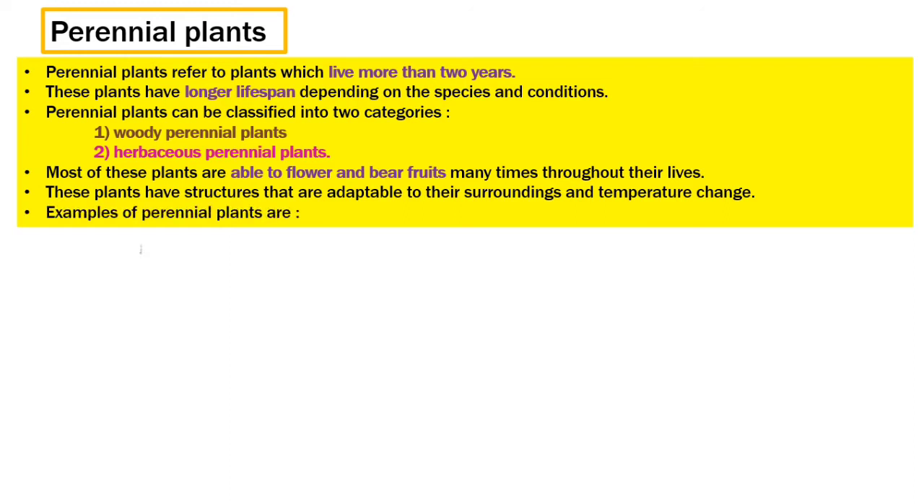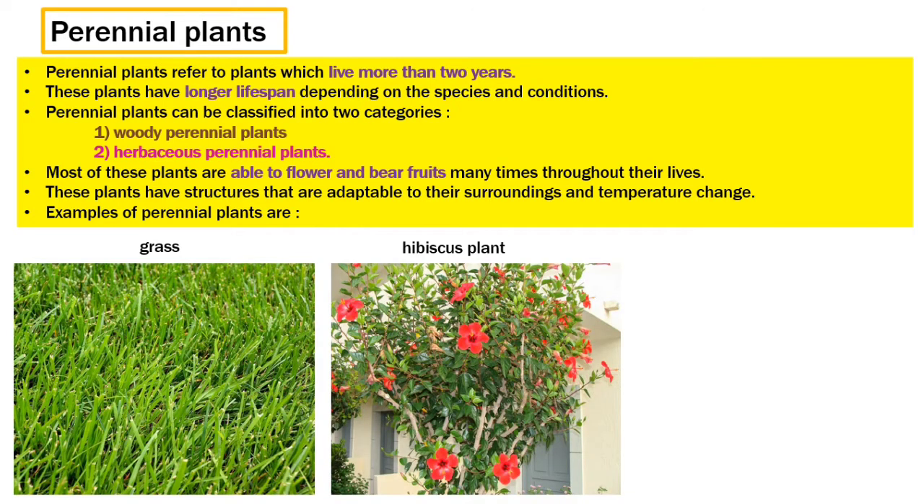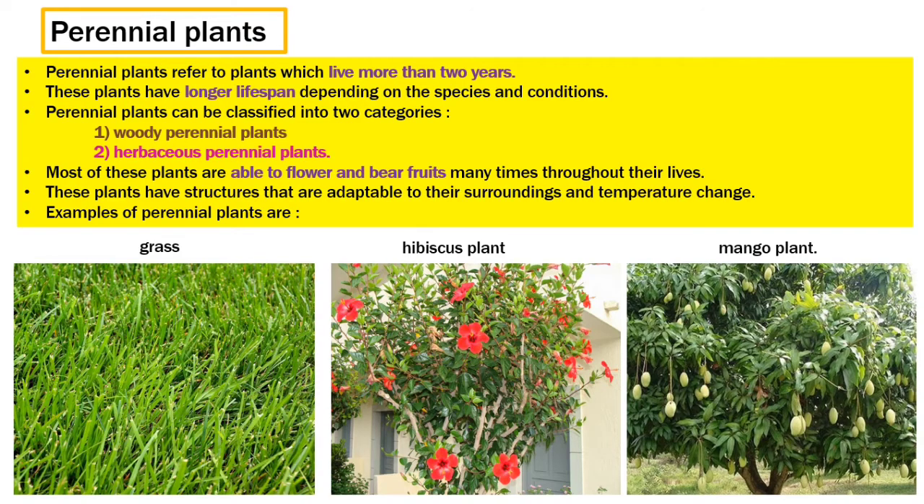Example of perennial plants are grass. This is the example of herbaceous perennial plant, hibiscus plant, and woody perennial plant, mango plant. Examples of woody perennial plants.